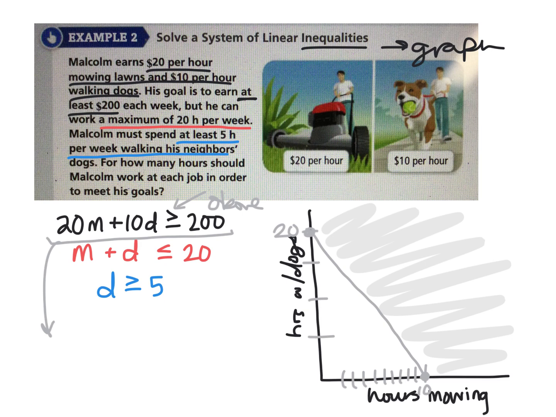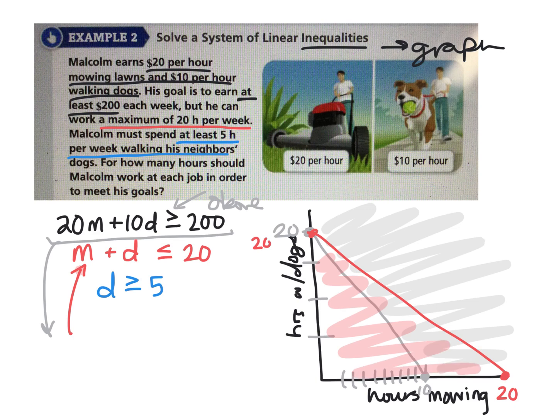All right, now let's talk about how to graph this one. If all he did, he could either spend 20 hours mowing lawns here or 20 hours walking dogs. So 20 hours mowing lawns, 20 hours walking dogs, still at 20. And this one is less than or equal to, so when we shade this time, we're going to be shading below.